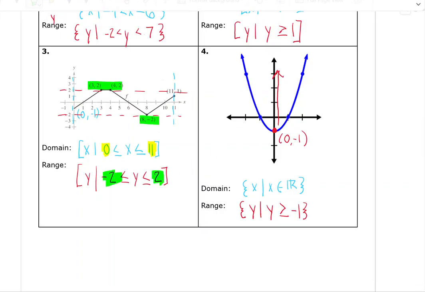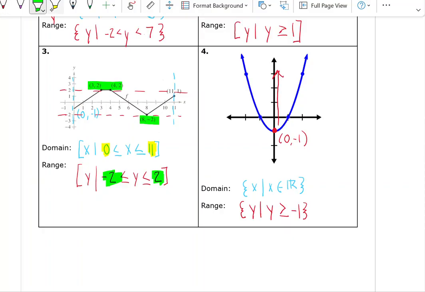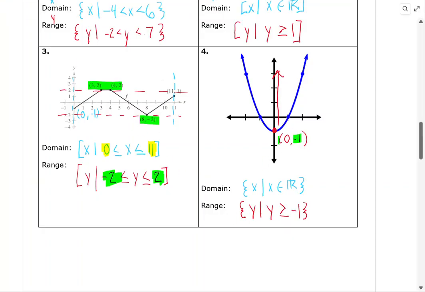For number 4, we're looking at our domains again. We can see that these are going on forever in that direction. So x such that x is contained within all real numbers, since it's going infinitely in that direction. Our range would be our lowest point for our y value. Our lowest number would be -1, and anything going in the upward direction would be true. So y such that y is greater than or equal to -1. Anything that's bigger would make this true.